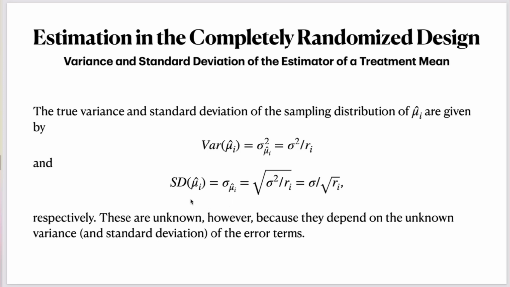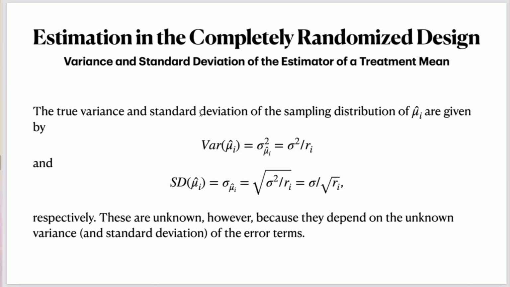And again, the standard deviation of the sampling distribution of mu hat sub I is just the square root of the variance, and so we could write it in either of these two ways. The square root of sigma squared over r sub I, or as sigma over the square root of r sub I.